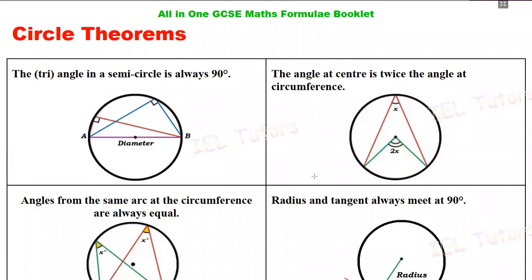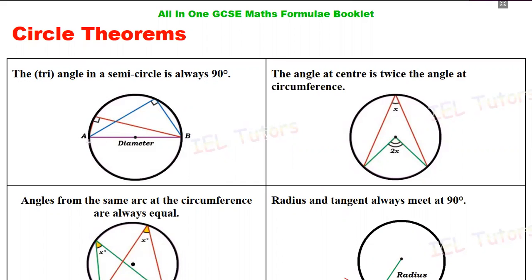In this video, I'll go through circle theorems. It's a GCSE Higher Maths topic. Let's start from Circle Theorem 1. It says the angle in a semicircle is always 90 degrees.